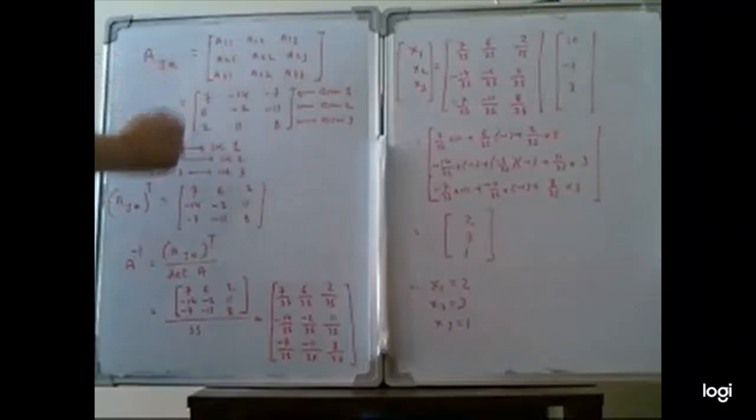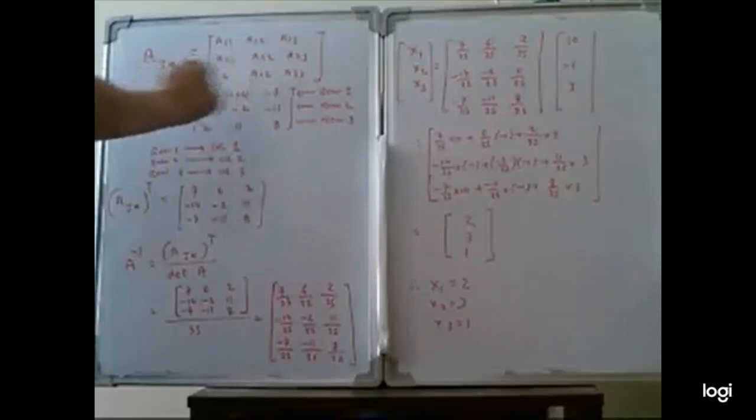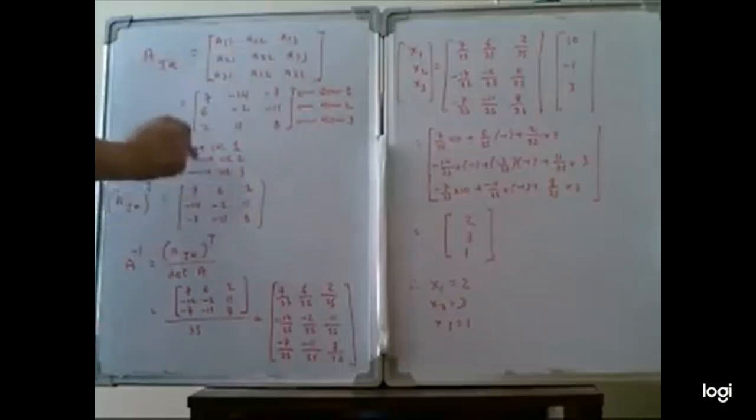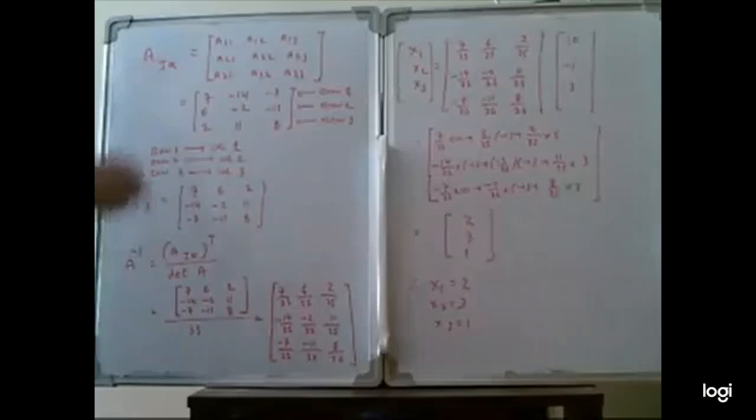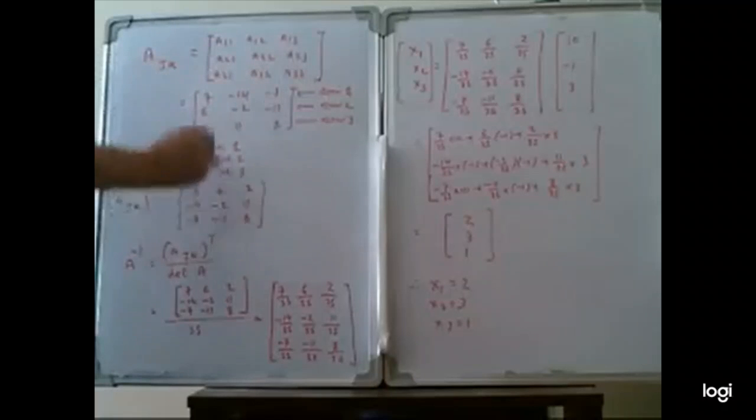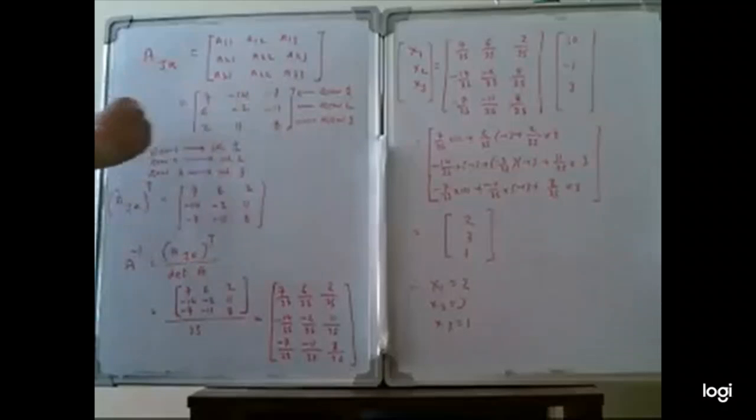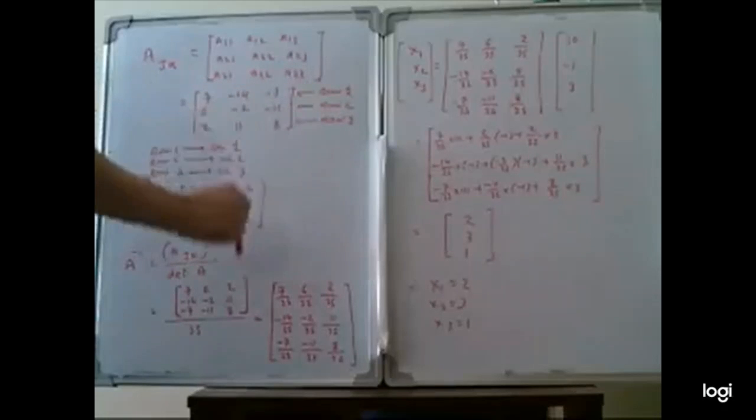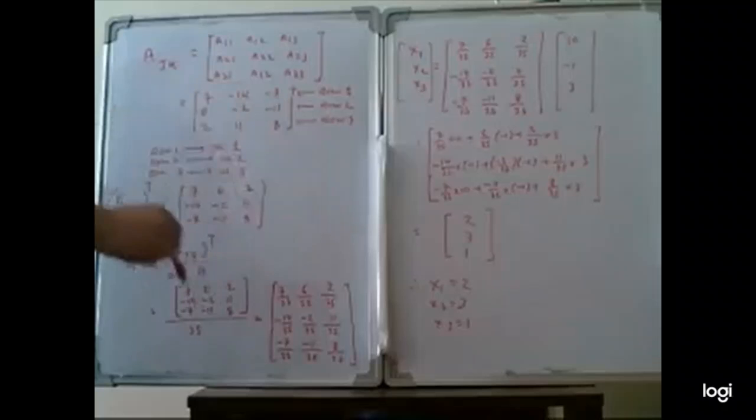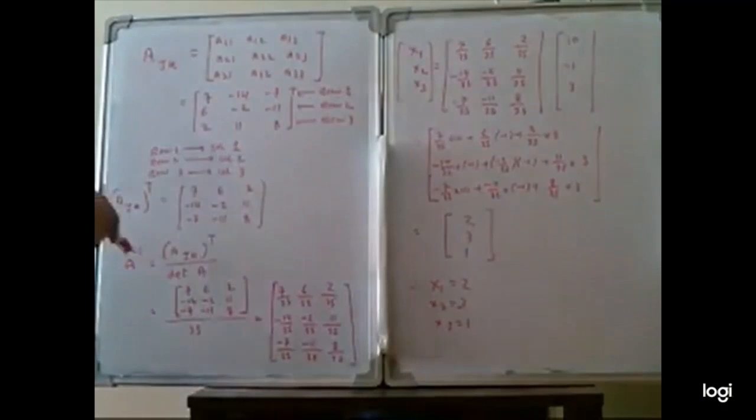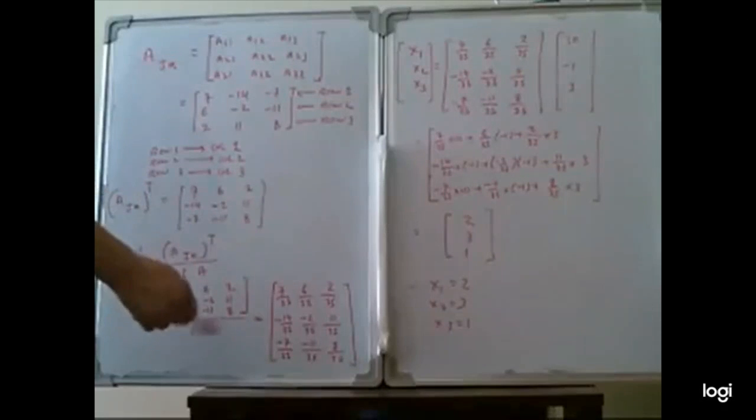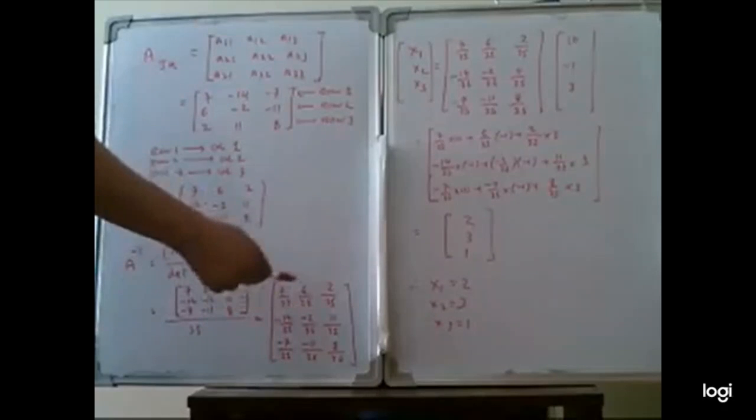So row 1, 7 minus 14 minus 7, becomes column 1. Row 2, 6 minus 2 minus 11, becomes column 2. Row 3, 2 11 8, becomes column 3. So this is the AJK transpose. So A inverse is AJK transpose over the determinant of A. The numerator is the AJK transpose, and the determinant of A we already calculated before. So the entries are divided. So this is the A inverse.